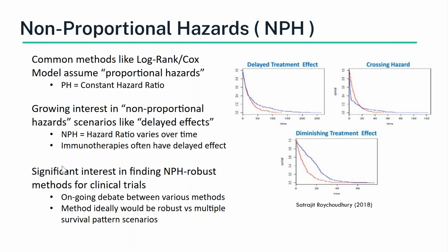For scenarios like these, our power is going to be a lot lower than reported due to not meeting the assumptions of the statistical methods. And there's a lot of discussion now on how to handle non-proportional hazards. So in an ideal world, you would have one method that would be robust enough to handle all these different scenarios.